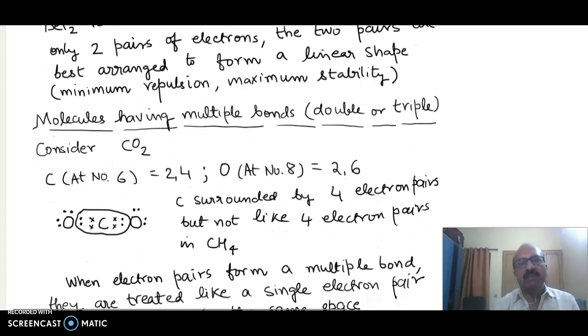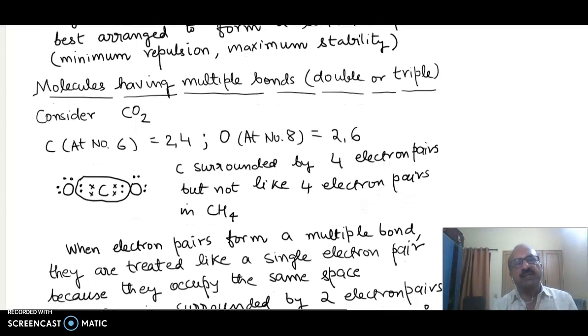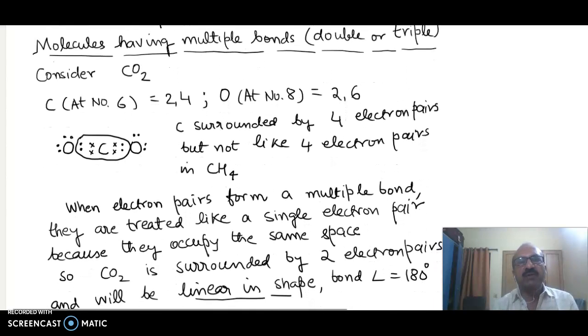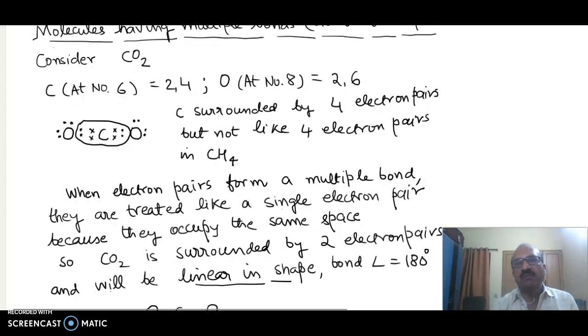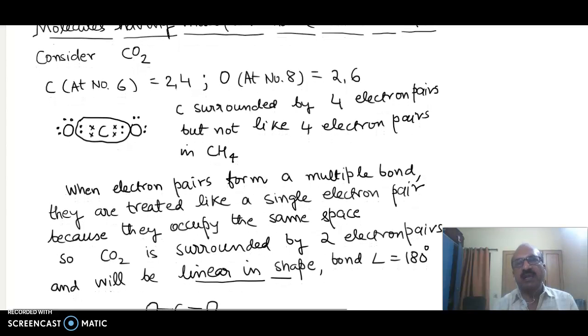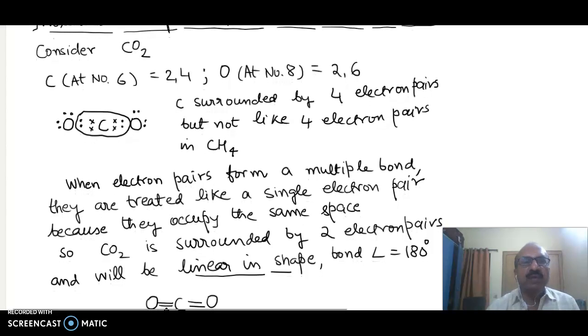Now let us consider what happens if it's a multiple bond. Like for example, if we consider carbon dioxide. So in carbon dioxide, carbon is surrounded by 4 electrons and oxygen is surrounded by 6 electrons in the outermost arrangement. So when we consider the electron dot arrangement for carbon dioxide, we get to know that there are two double bonds formed between the carbon and the oxygens. So two electron pairs are shared. So it forms a double bond like this. Now I have already drawn a linear shape. Now it is not a bent shape like in the case of water.